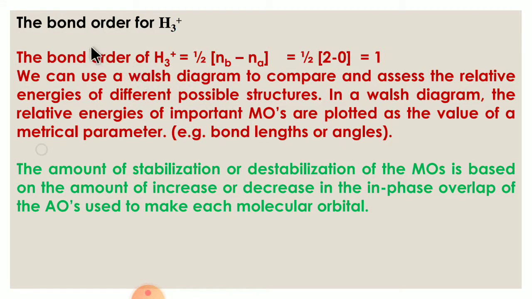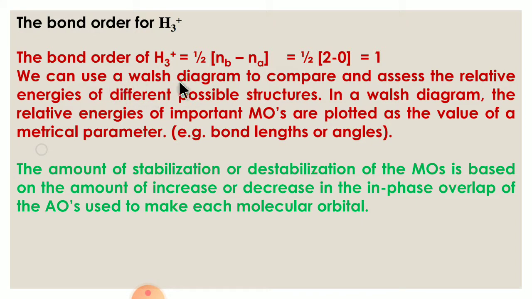Hence the bond order for the H3 plus species, by applying the bond order formula, is 1/2 in bracket, number of electrons in bonding molecular orbitals minus number of electrons in antibonding molecular orbitals, bracket complete. By putting in the values, we get 1. Therefore the bond order of H3 plus is 1.